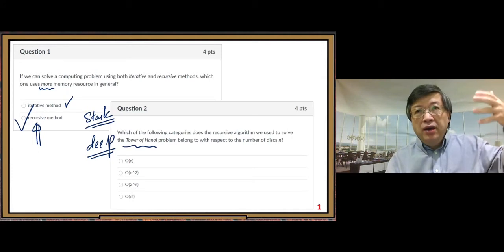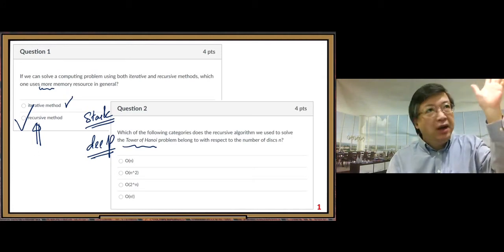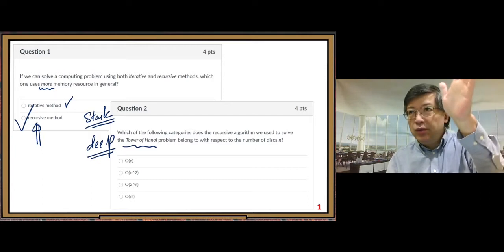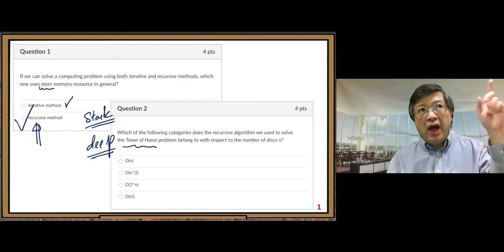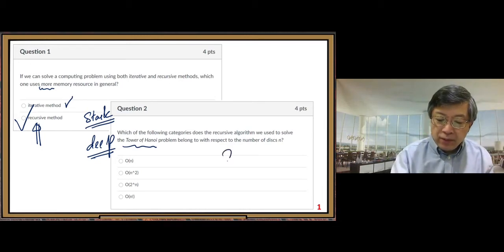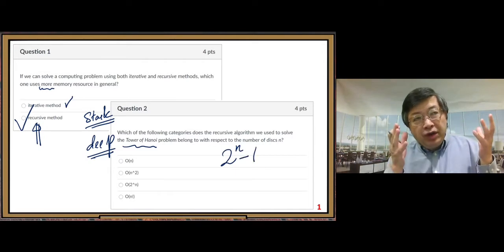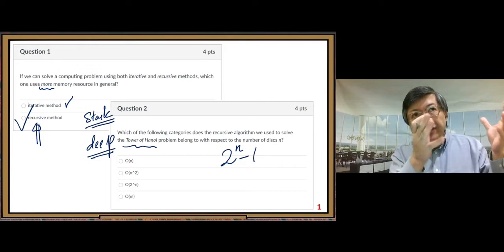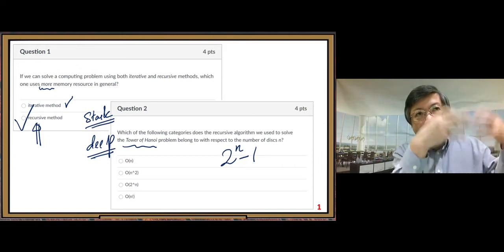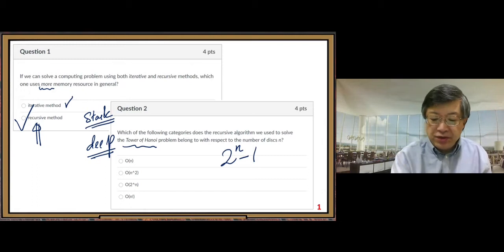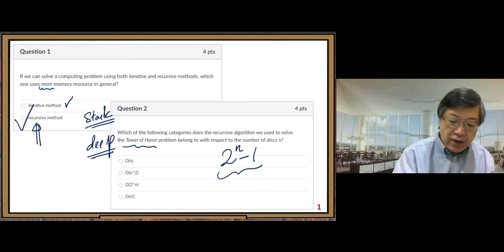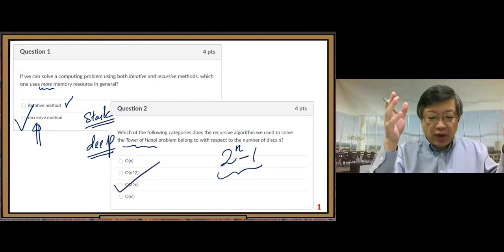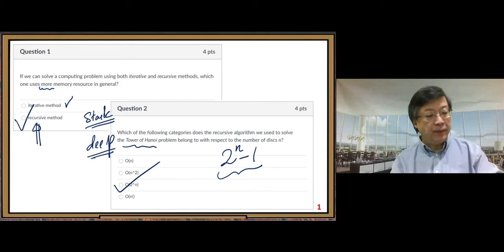Remember, at the end, we solved that linear recursive relation. The answer is pretty simple: 2 to the n minus 1. When we need to move n disks in that Tower of Hanoi puzzle, we need this many disk moves. That's the answer. So if you know that, you can easily find it. So option 3 is the answer. Next one.